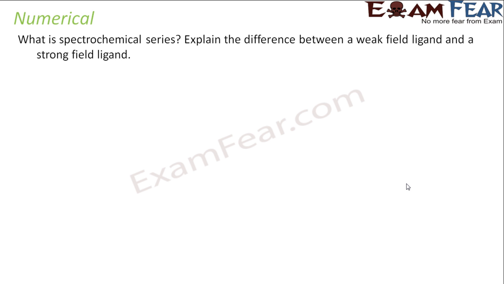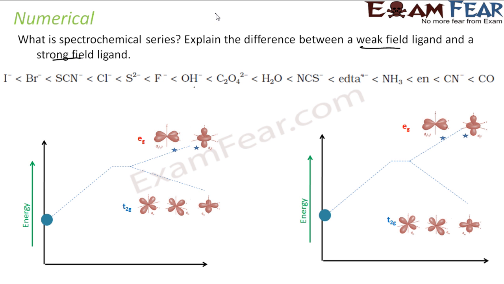The next question is, what is spectrochemical series? Difference between the weak field ligand and strong field ligand. Please know weak field ligands and strong field ligands. Spectrochemical series is nothing but arrangement of the common ligands, common, not all, in the increasing order of their crystal field splitting energy values. And that is determined experimentally. Please note, this value is determined experimentally.